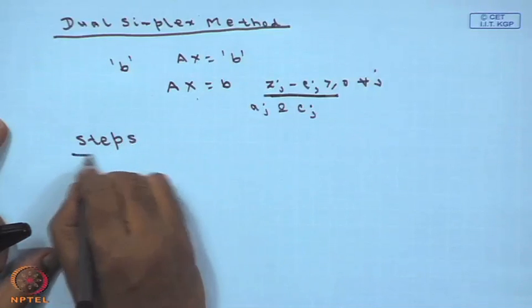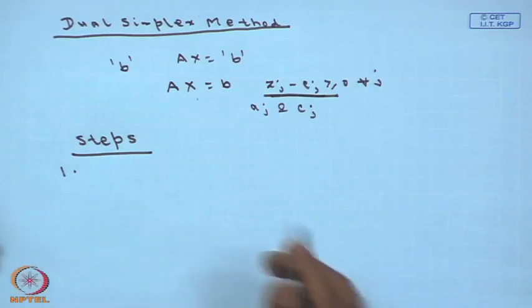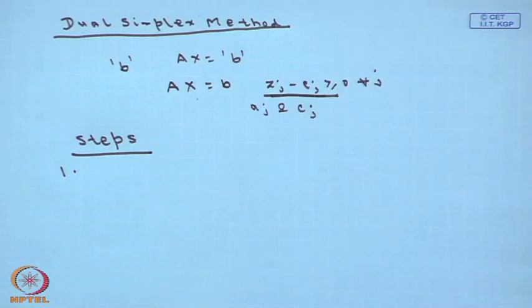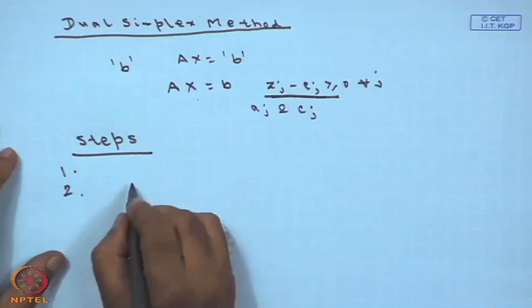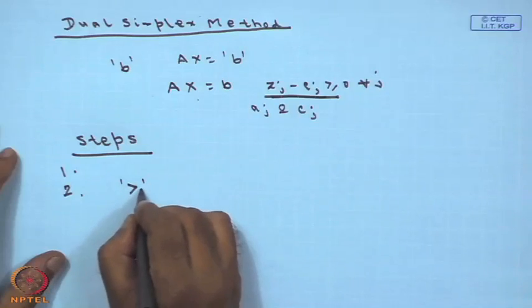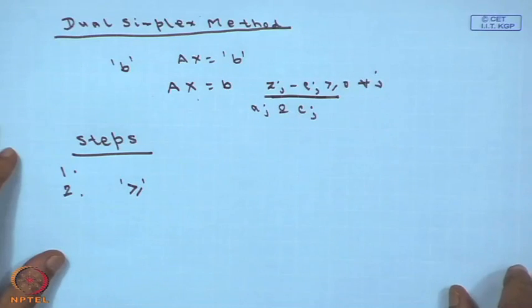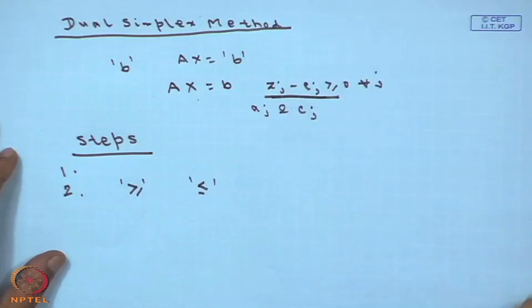What are the steps we have to follow? The first one is, if the given problem is minimization type, convert it into a maximization problem as usual. So, step 1 is, if the problem is minimization type, that is, if the objective function has to be minimized, convert it into maximization type. Number 2 is, if you have some greater than equals inequalities, then convert them into less than equals inequalities by multiplying by -1 as usual again.